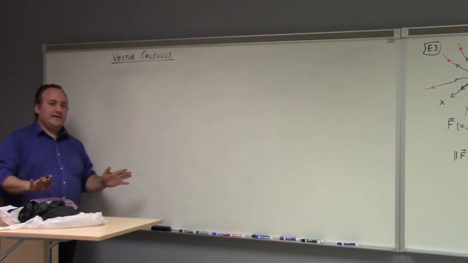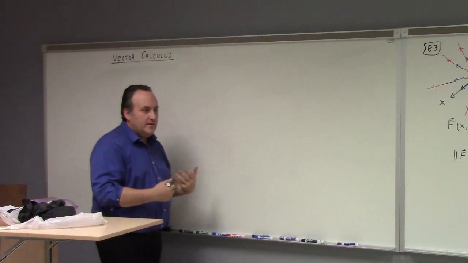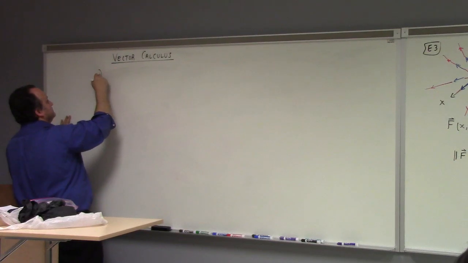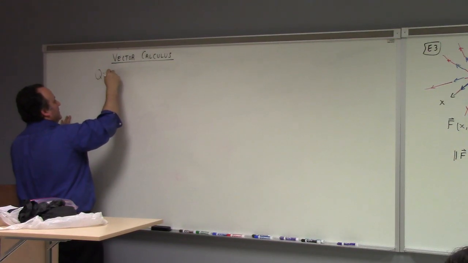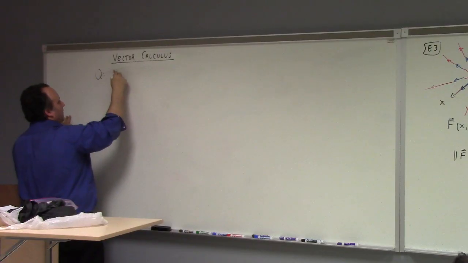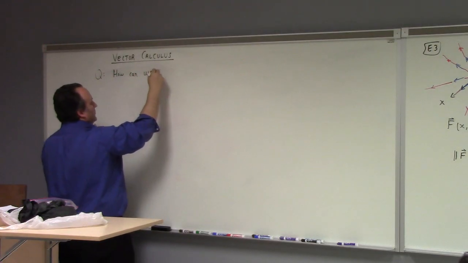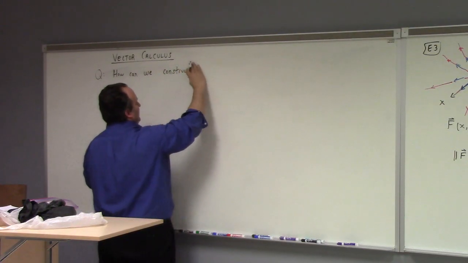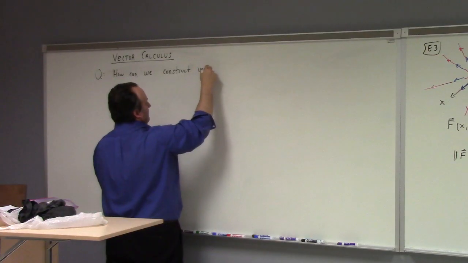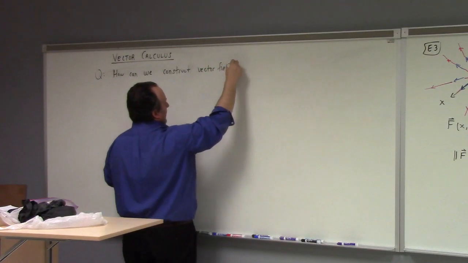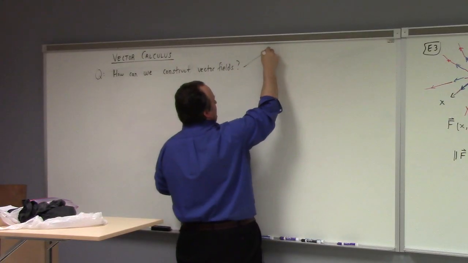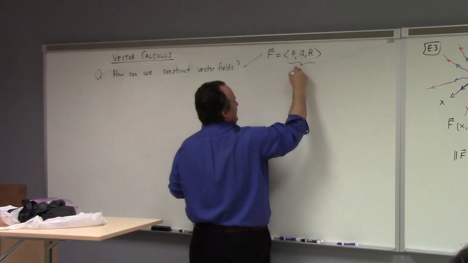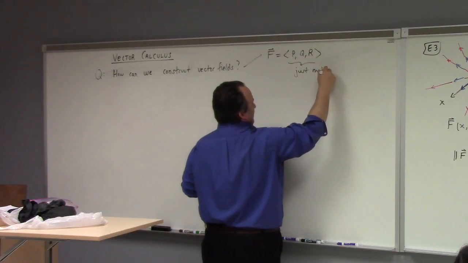So, physics aside, mathematically, is there a way we can produce vector fields? That's a question. How can we construct vector fields? One way is we just write down the formula, just make stuff up. That's an option.